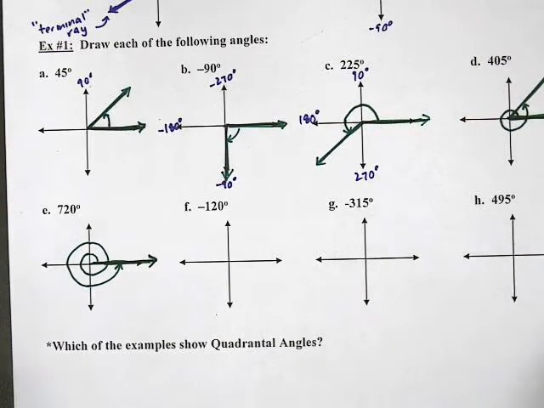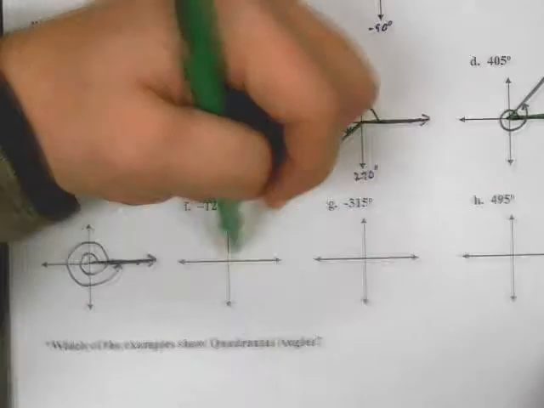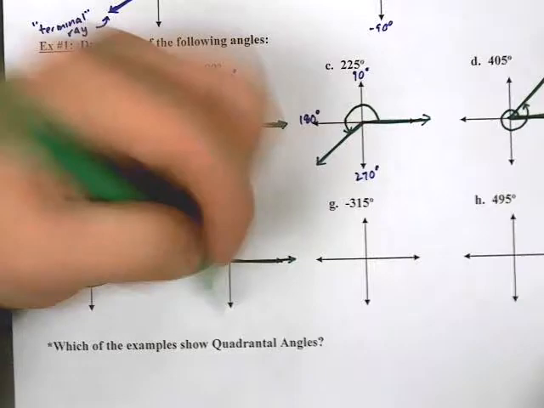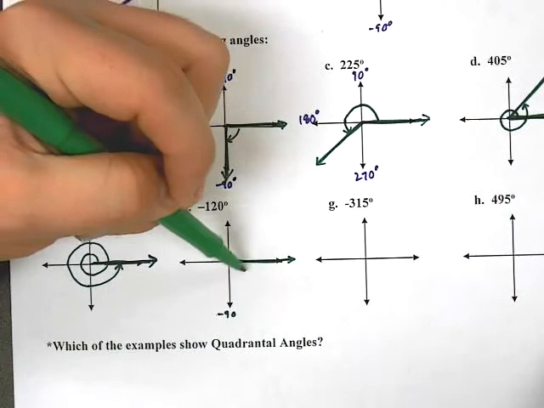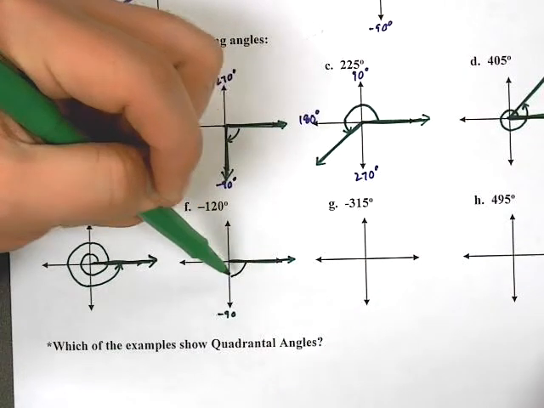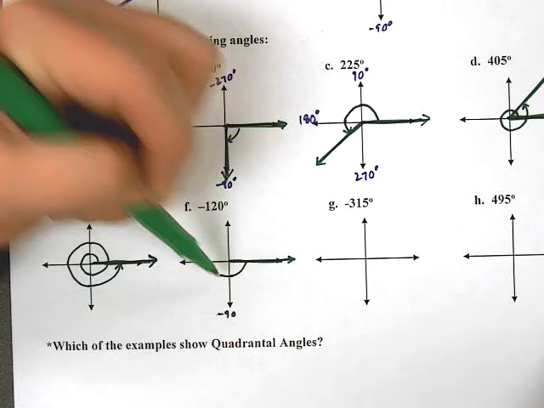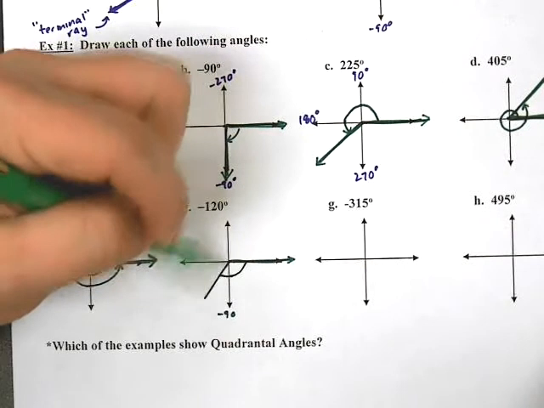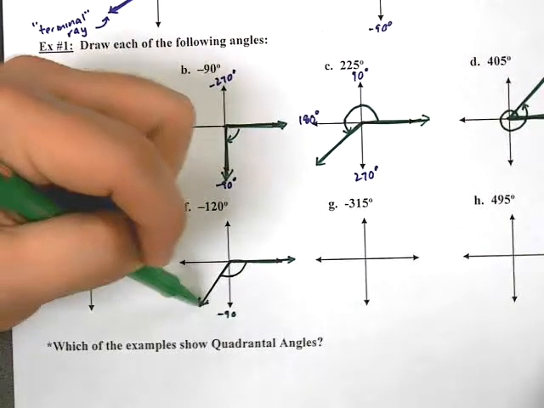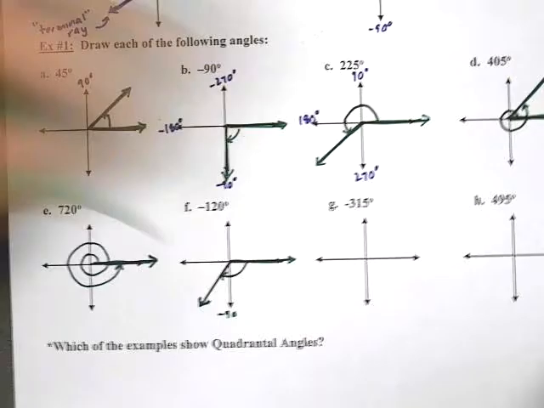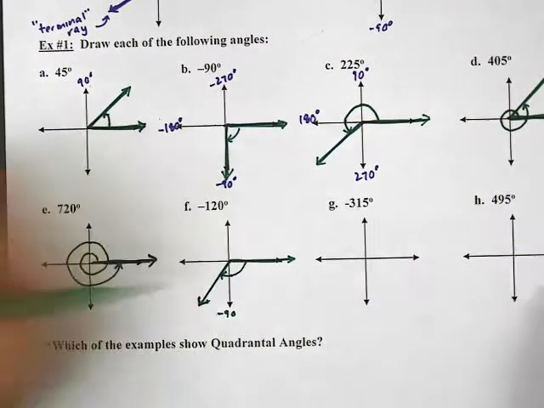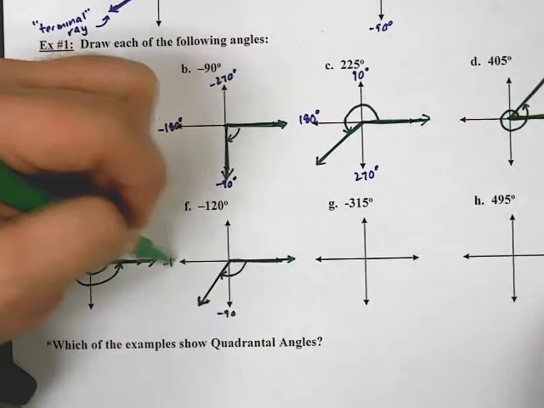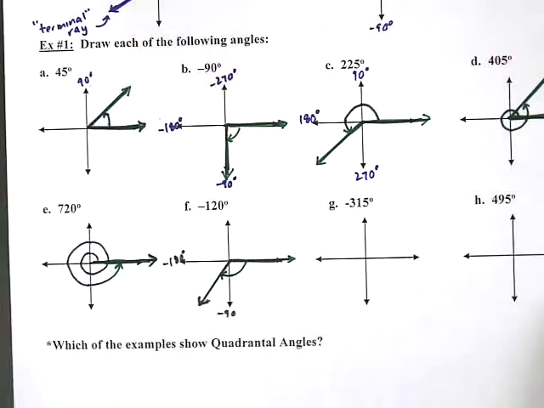Negative 120. Okay, let's think about this. We know we're going out to start, and then we have negative 90. So let's see. I go down 90, and then an extra 30. So maybe something like that. And I could draw my terminal, and I'd call it a day. All right, I know that I'm in quadrant 3 there because I knew that this was negative 90, this is negative 180, so I'd have to be somewhere between there.